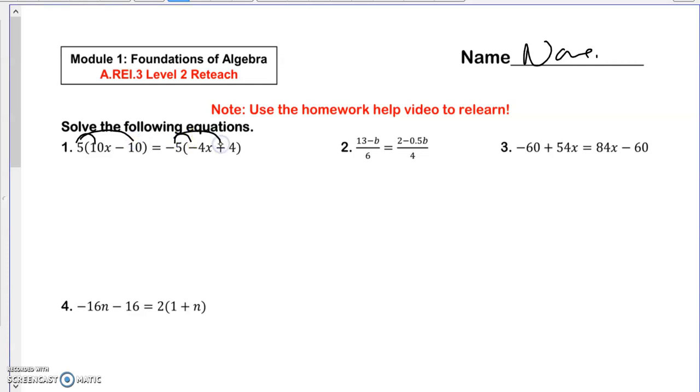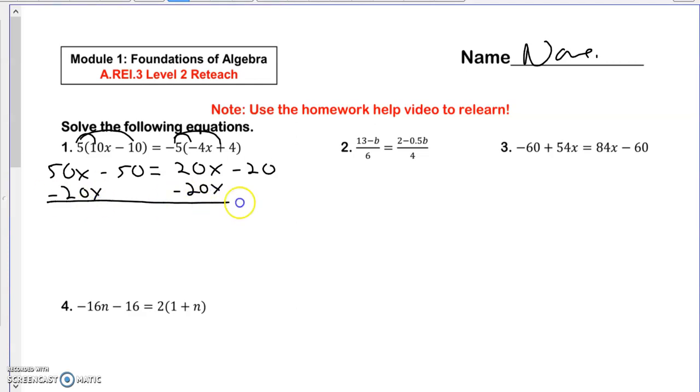I'm going to distribute not once, but twice. On the left side, I'll get 50x. 5 times 10 is negative 50 equals, 2 negatives make a positive, and I'm going to get a minus 20. Then I usually look to see which variable is smaller, and I usually like to move the smaller one, so I'm going to move the 20x. This cancels out, and I get 30x minus 50 equals negative 20.